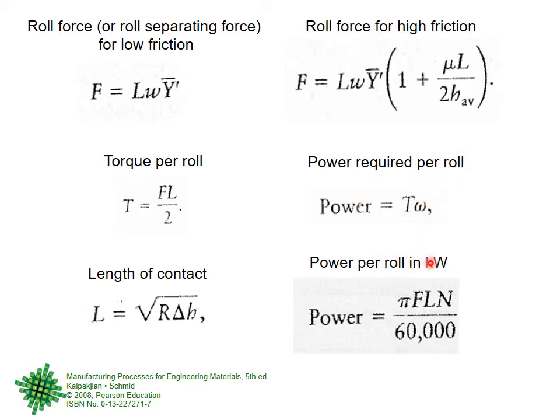From here, if you want to convert it directly to metric units in kilowatts, then you convert the angular velocity to RPM, capital N. It is pi F L N upon 60,000, directly in kilowatts. F is the roll force, which you have found from here or here, whether it is low friction or high friction. L is the length of contact, and if the RPM of the roll is known, then this is the power for one roll. So if there is a set of two rolls, then the total power of course will be more. So these are the equations.